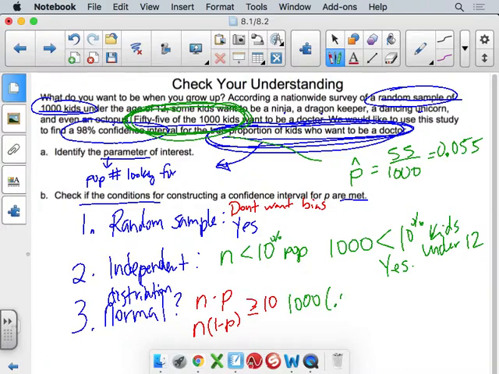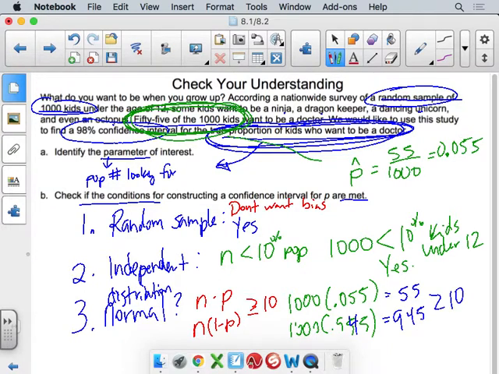So you have to do 1,000 times 0.055, and 1,000 times 0.945. So you get 55 and 945. Thought that looked weird. That's 1 minus 0.055, 0.945. All right, so yes, that's normal.